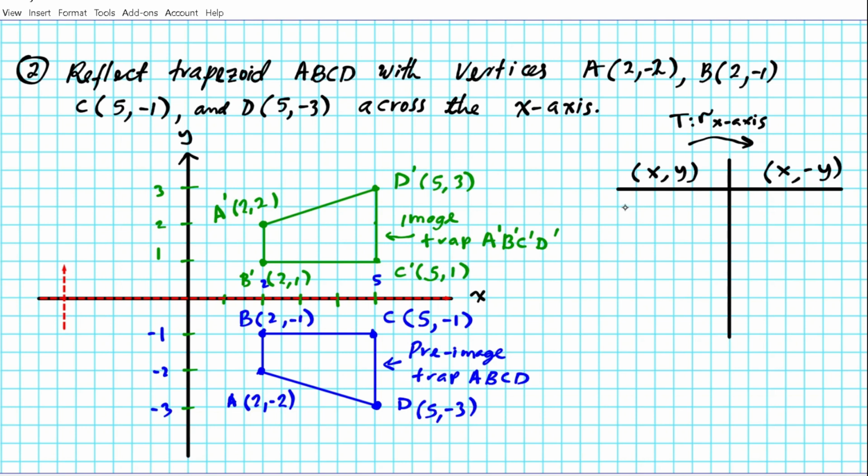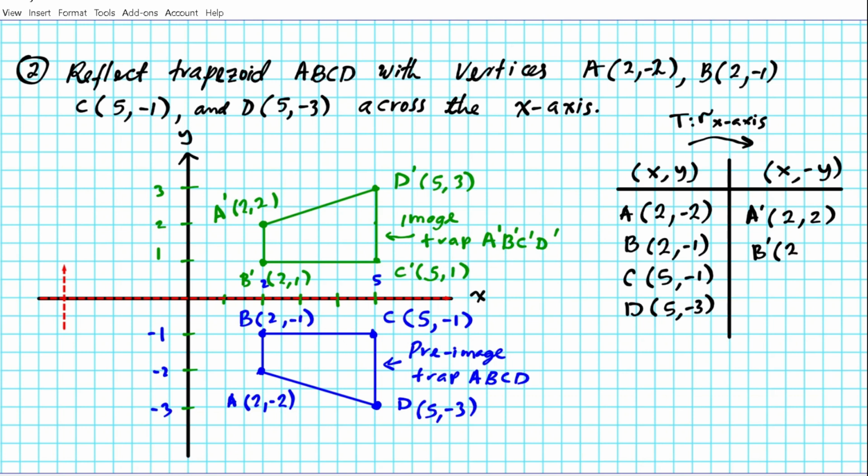Point A is 2, negative 2. Point B is 2, negative 1. Point C is, I'm copying from the original problem, 5, negative 1. And then point D that we're given is 5, negative 3. Okay, let's apply the formula here. For A prime, you just take the opposite of the y coordinate, 2, 2. For B prime, take the opposite of the y coordinate, 2, 1. For C prime, take the opposite of the y coordinate, 5, 1. And then for D prime, take the opposite of the y coordinate, 5, 3. So you just take the opposite of the y coordinates.